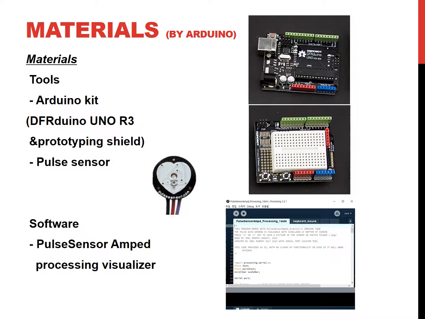Materials are as follows. Tools include the Arduino kit, in this case DF Arduino Uno R3 and a prototyping shield with pulse sensor. And I used the pulse sensor and the Processing visualizer shown on the right side.